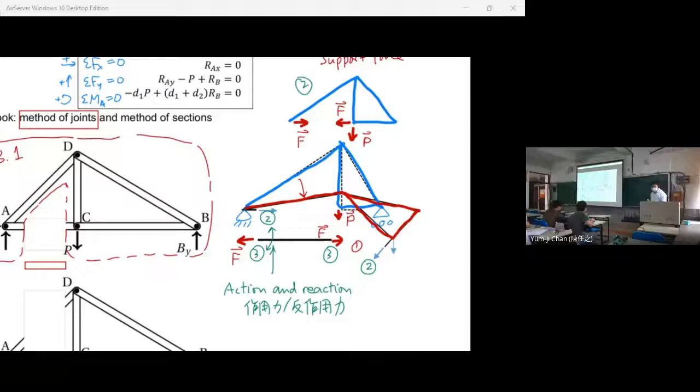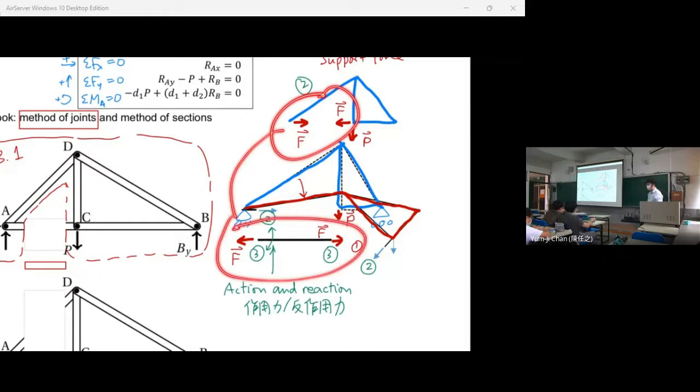So from this figure, I've explained how we can bring this back to this shape, and we have an extra force F. And for these two F, by action and reaction, this means the F here.